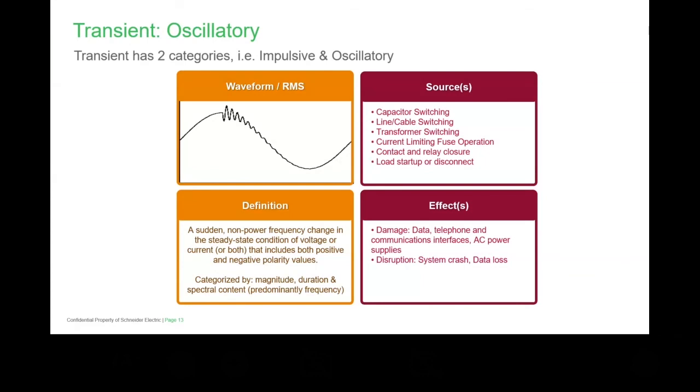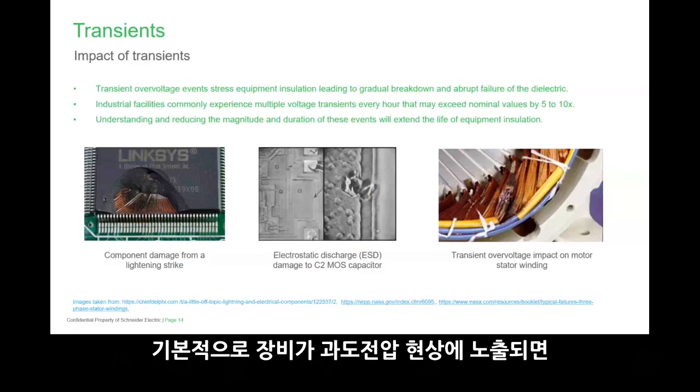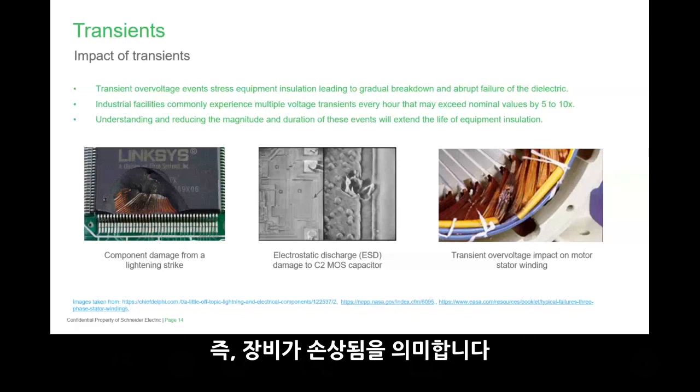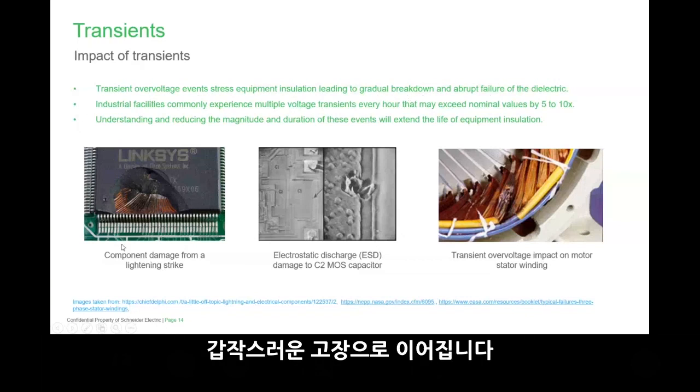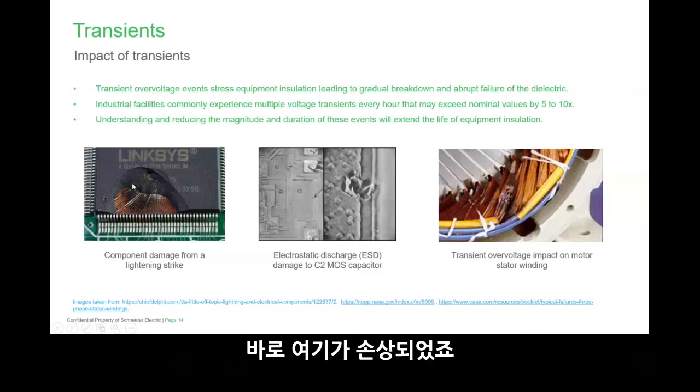Now the impact of transients is quite bad, I would say. If the equipment is exposed to transient phenomena, chances are that it is not able to be salvaged anymore. That means the equipment is damaged. Transient voltages even stress equipment insulation, leading to gradual breakdown and abrupt failure of the dielectric. For example, this one, the label says it itself: component damage from a lightning strike. You have damage over here.